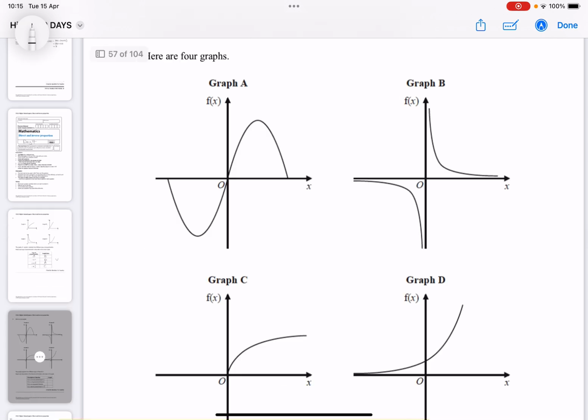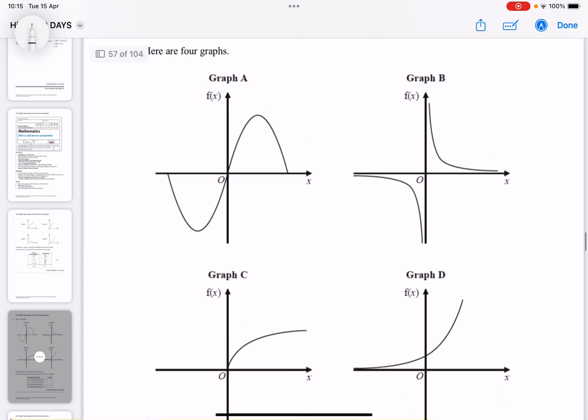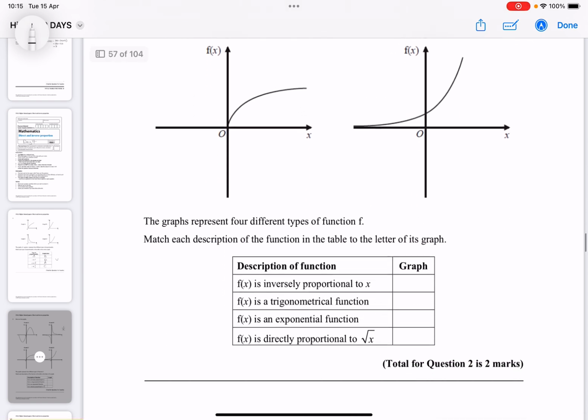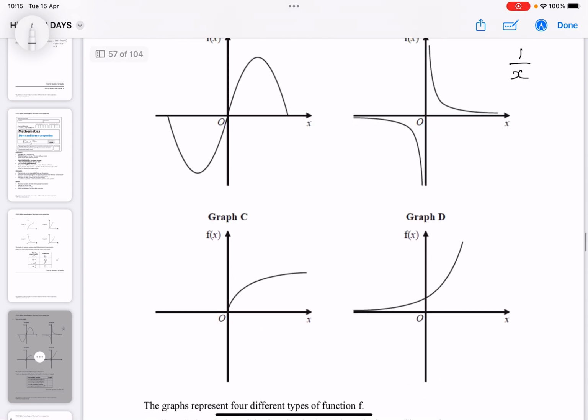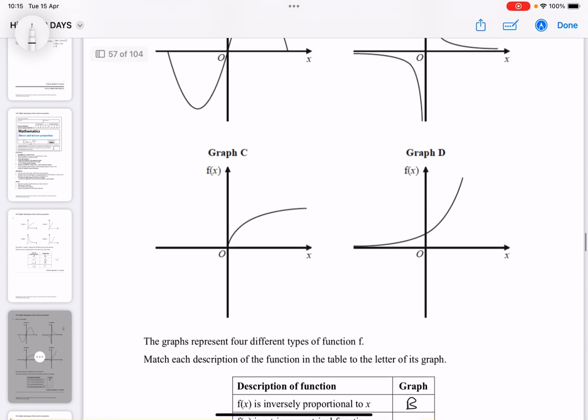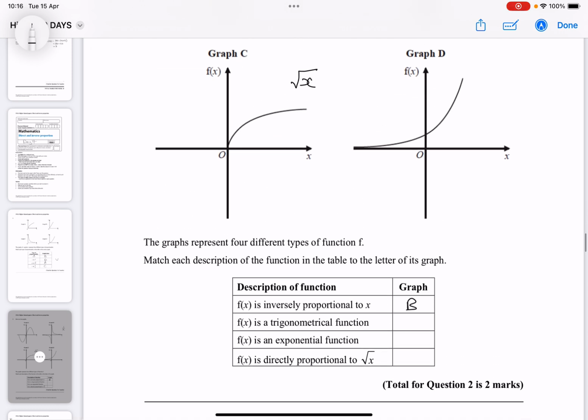Okay. Here are 4 graphs. We can see 2 of these again. So graph B is the inverse, that's the 1 over x. Inverse, so that is B. And we can see C again, this was the square root of x. Square root, yep, so there it is, that is C.